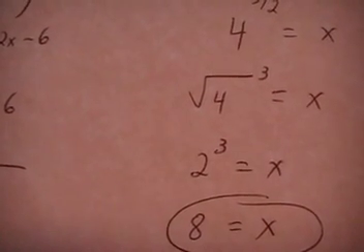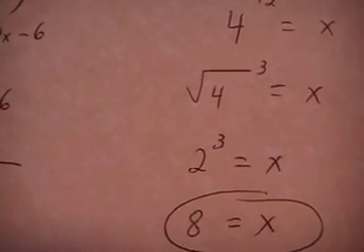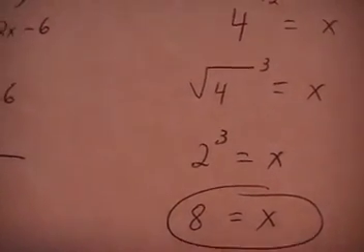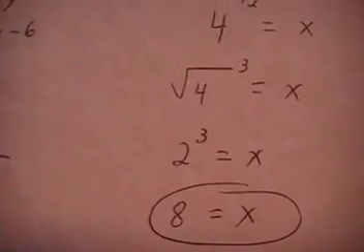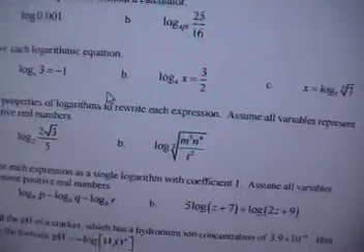You could do 4 to the 3rd first and get 64, and then the square root of 64 is still 8, so it works either way. I just like to work with smaller numbers. That was 46b.